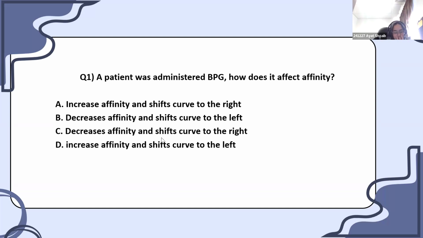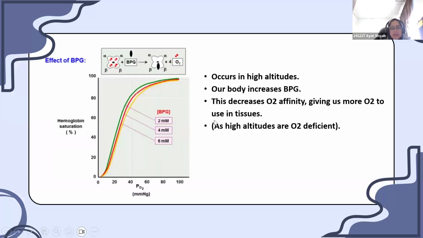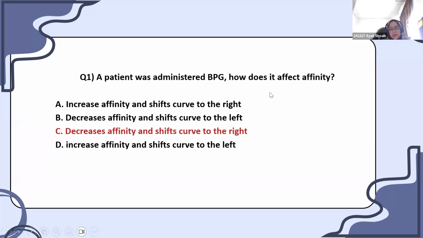Okay, so the first thing when you solve this, just remember: if you have decreased affinity, where does it go? To the right. So you can directly eliminate options from there. Okay, somebody answer? C. Yeah, it is C. So it decreases affinity and it shifts to the right. Like we talked about, an increase in BPG. Yeah, it was C.